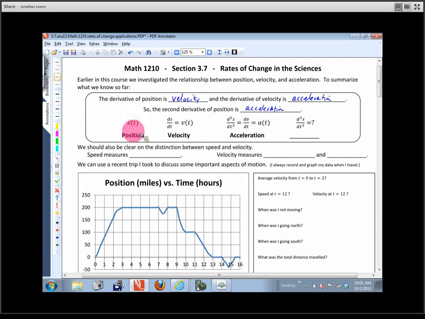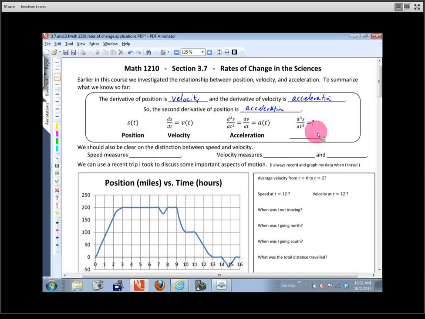So if I've got a position function, and we normally call that s of t, so that's the position with respect to time. If I find ds dt, the derivative of s with respect to t, that gives me the velocity. We'll represent that in function notation as v of t. The second derivative of position, d squared s dt squared, is the first derivative of velocity with respect to time, and that's going to be the acceleration. And then we talked about this one right here.